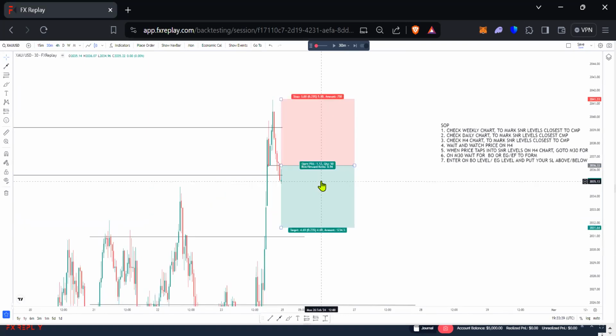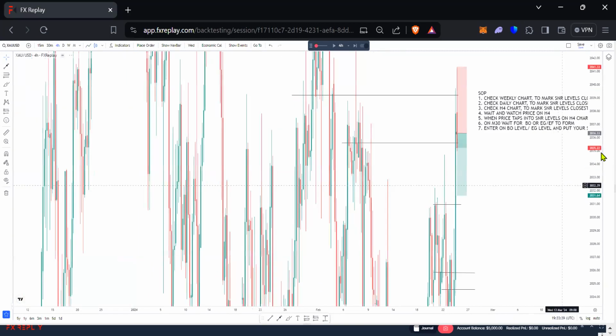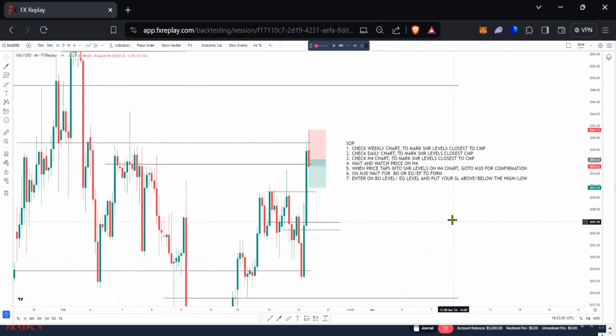So we have this level. So you put your stop above this, your entry above this, and then you go to the H4 chart. What you want to do is to ride the sell to an H4 level. Okay, so which H4 level is closest to where we are? This level, right? So we want to ride the sell to this level.